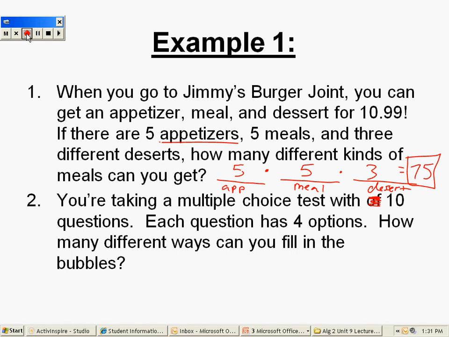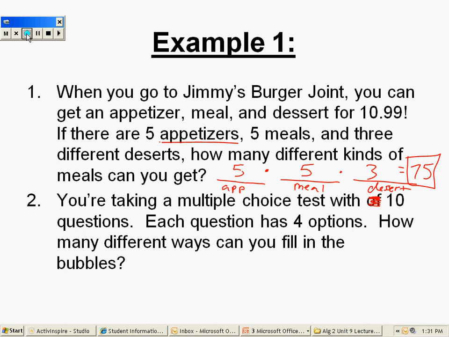Okay, now let's read this. You're taking a multiple choice test with 10 questions, and each question has 4 options. How many different ways can you fill in the bubbles? Don't say your answer out loud. I don't want you to get embarrassed if you say this. That's why. Here's what I want to say. A really common answer is 40, and it's wrong. It's not 40. And here's what the thinking is. Well, Mr. Bailey, we multiplied the 3 numbers in number 1, so we're just going to multiply the 2 numbers in number 2. That's not true.